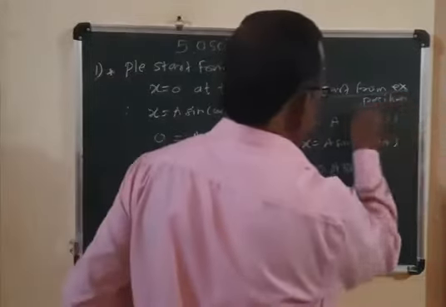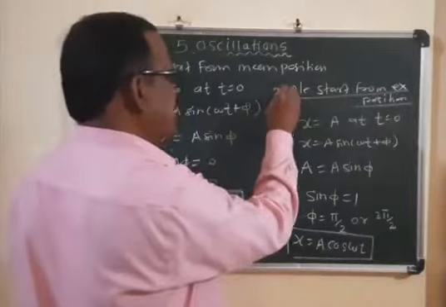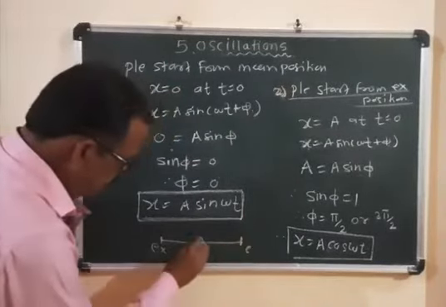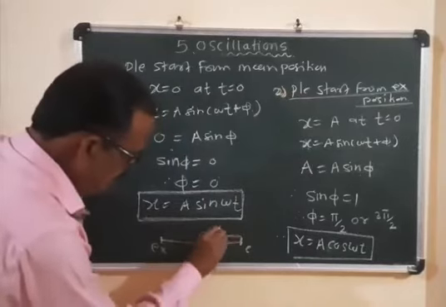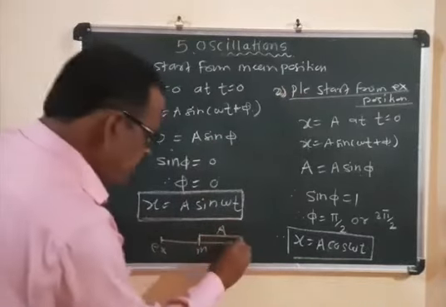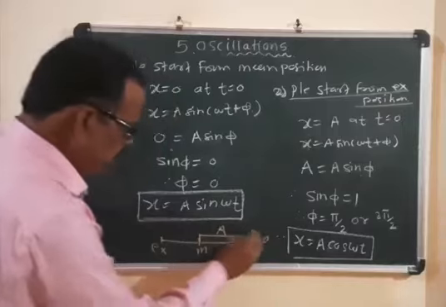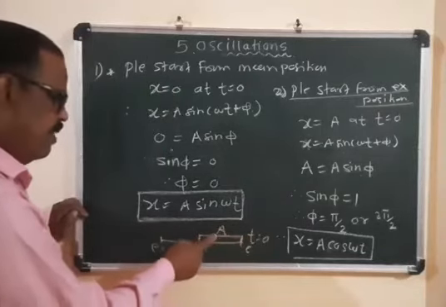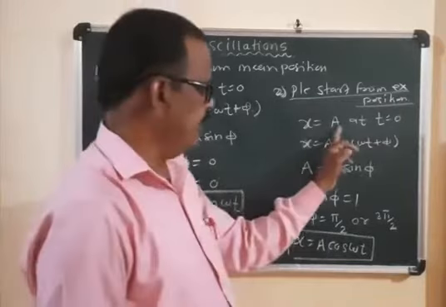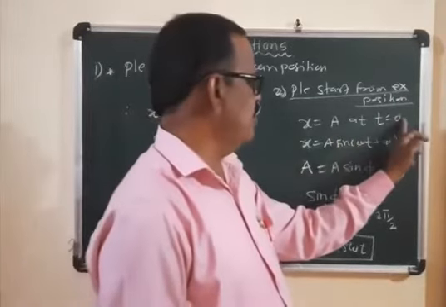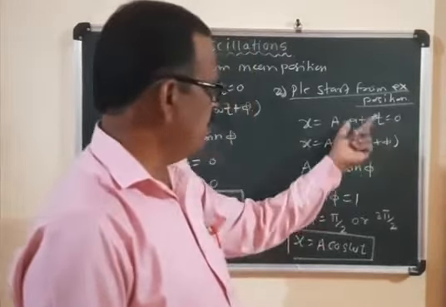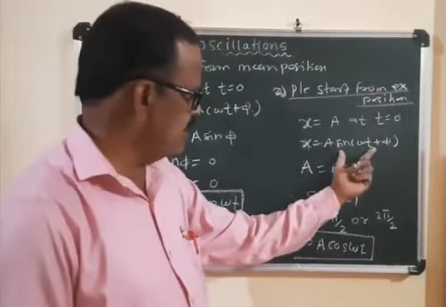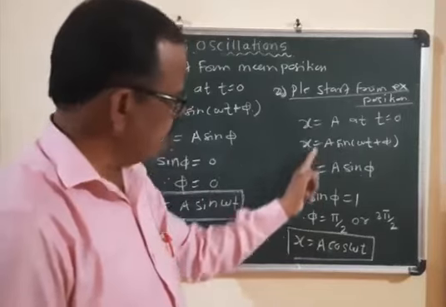Particles start from extreme position, second case. Now the particle will start from here. The distance from the mean position to here is called the amplitude. Starting from here means t is equal to 0, and what is the distance from here to here? It is a. Therefore x is equal to a at t is equal to 0. Substitute these two values in the displacement formula. X is equal to this. Therefore x is equal to a.